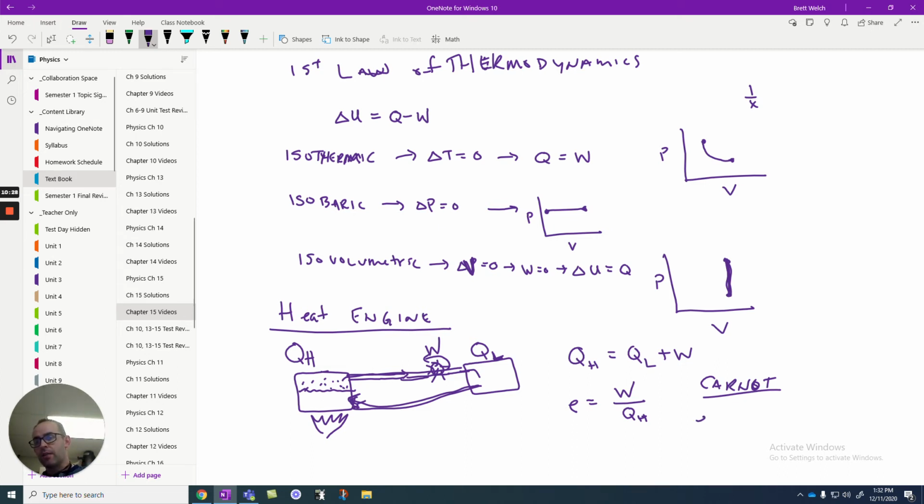And what he found was that there was a relationship between efficiency and temperature that he could exploit in this way. And so he said that the ideal efficiency of any heat engine would be the work done divided by the heat added, or the original amount of heat.